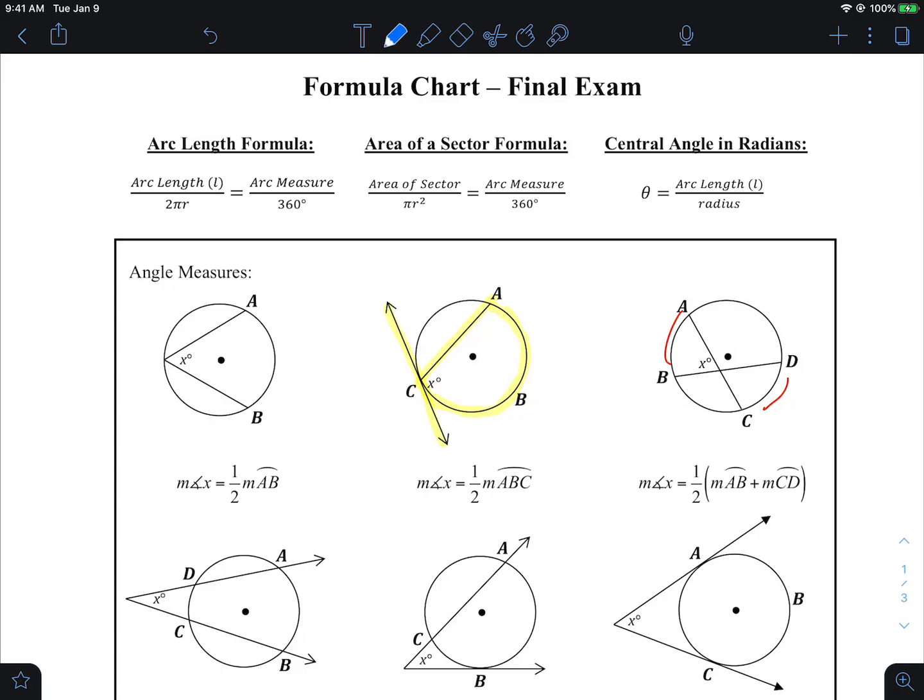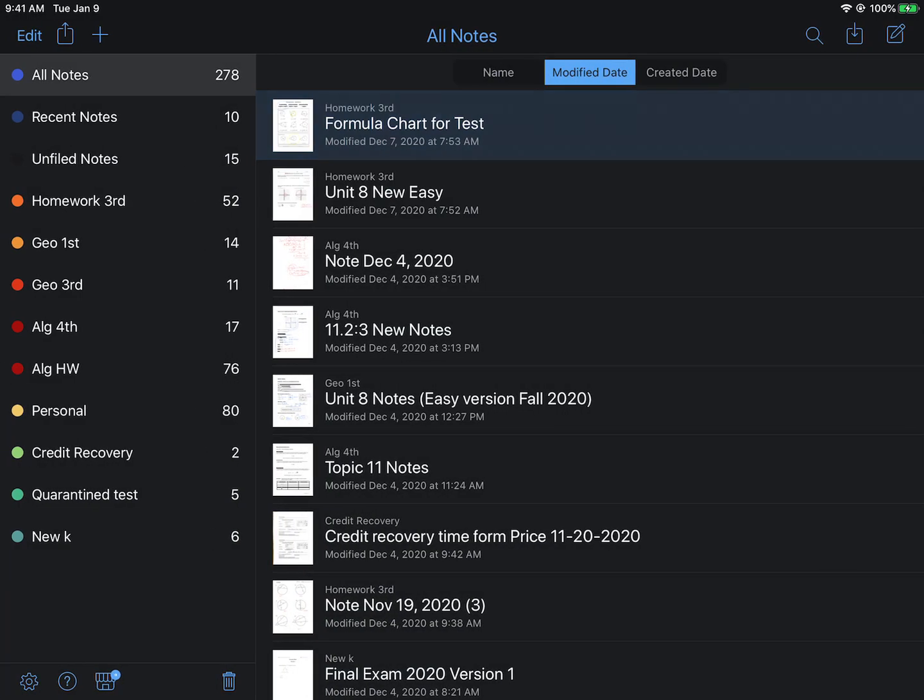So for this specific problem, going to use this formula right here. The arc length, we'll just call it x. That'll be over 2 pi r, which is the circumference. And then that'll be the arc measure, the number of degrees right here, over 360. So basically it's a proportion. It's a proportion of the whole entire circle.